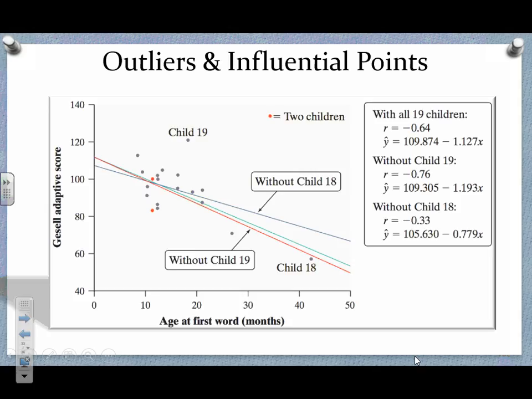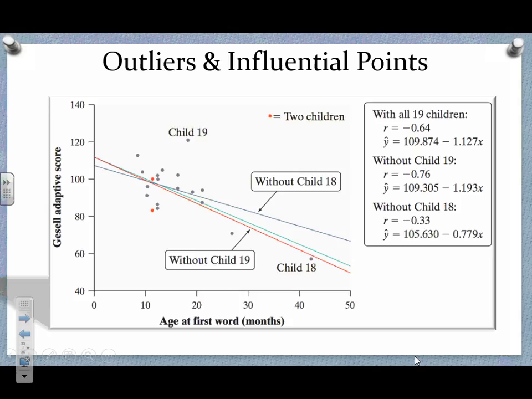Okay. Now, if we remove child 19, so if we get rid of child 19 up here, our correlation jumps up to negative 0.76, and we also get a slightly different equation as far as our y-intercept and our slope. So notice, as far as influencing goes, was child 19 influential on the correlation? So when we removed child 19, did correlation change by quite a bit? Yes, it did. Okay, it went from negative 0.64 to a much stronger association of negative 0.76, right? So it was influential on the correlation.